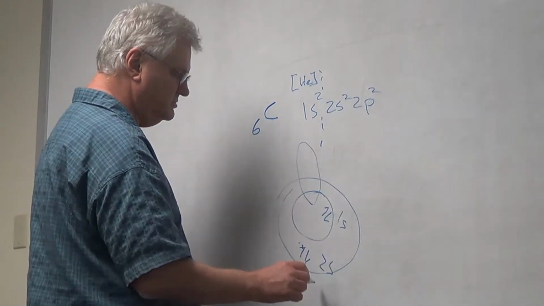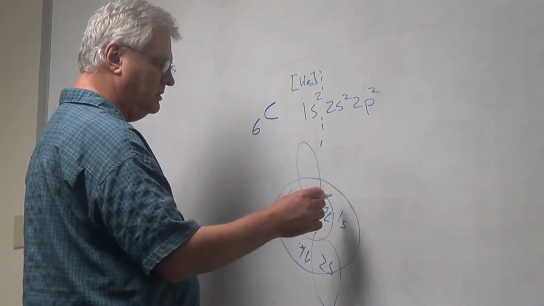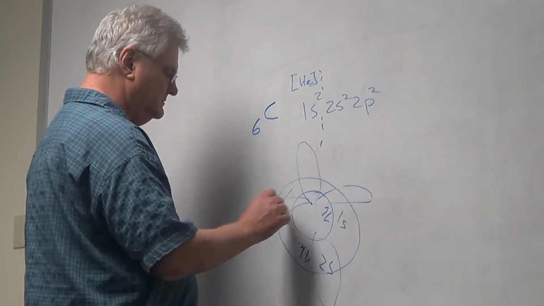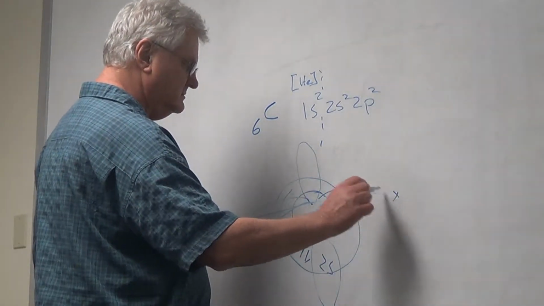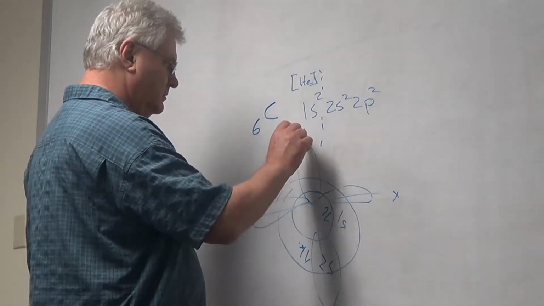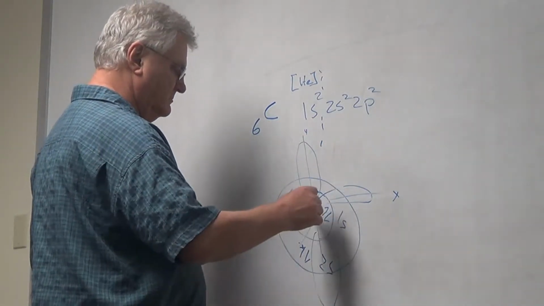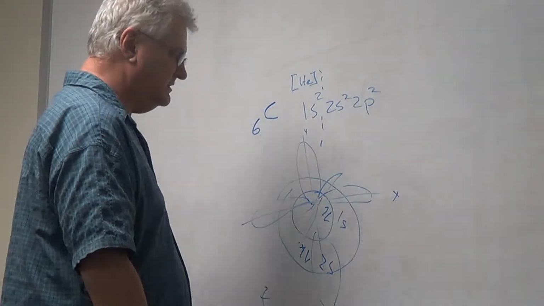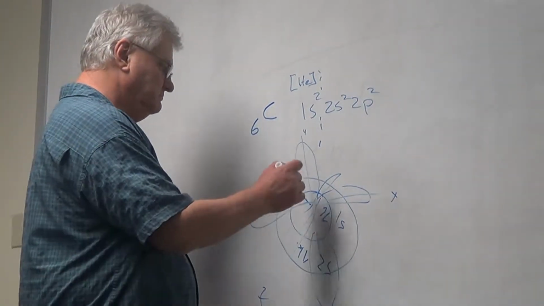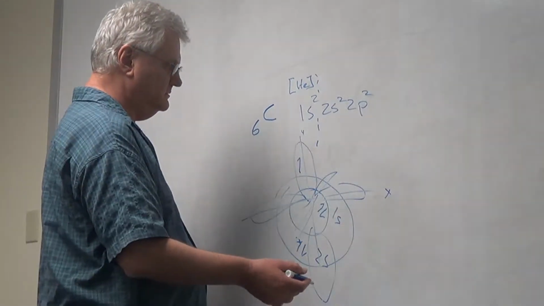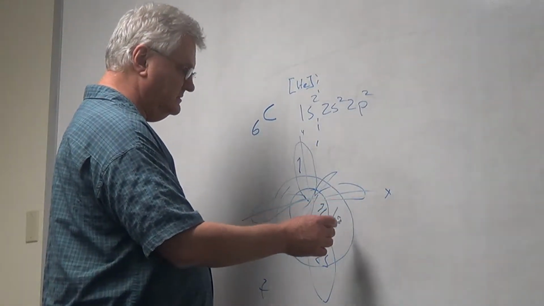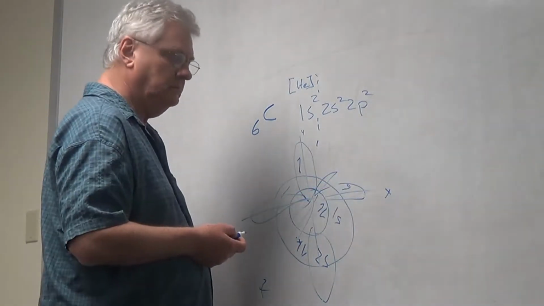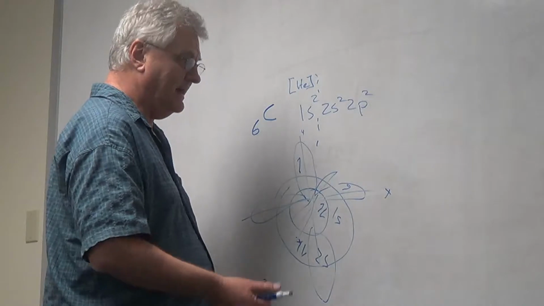It has nodes above and below the plane, and there's one on the x-axis, one on the y-axis, and one on the z-axis. And it doesn't really matter. By Hund's rule, there's 1 electron in 2 of these p orbitals, and then one's empty. Now that's if you have a carbon atom.